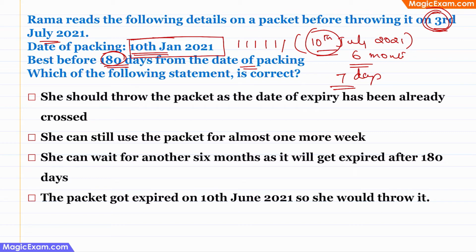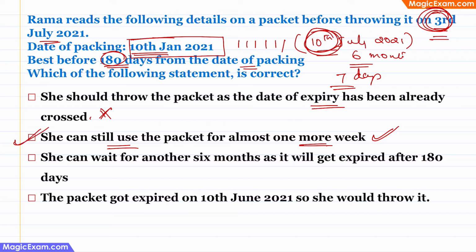The first one is, she should throw the packet as the date of expiry has already been crossed. This is incorrect because she threw the packet on 3rd July and the packet would have expired on 10th July. So the date of expiry has not crossed, right? So this is incorrect. Next, she can still use the packet for almost 1 week. This is correct because the date on which she threw that packet is 3rd, and she could have used it for 1 more week till the 10th of July. Therefore, she could have still used the packet for 1 more week. Therefore, this is the correct answer.